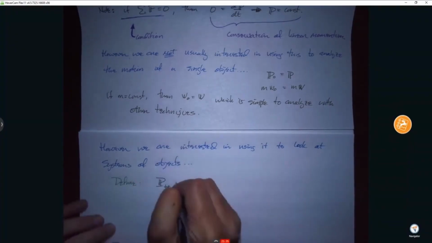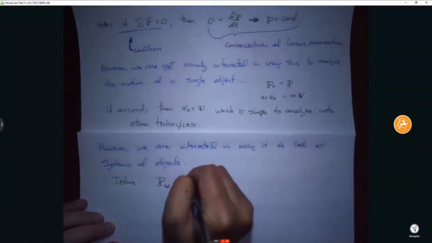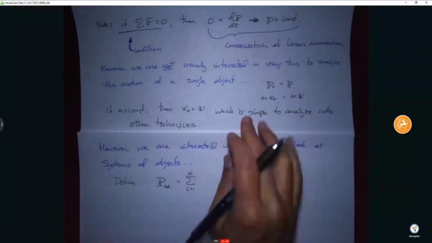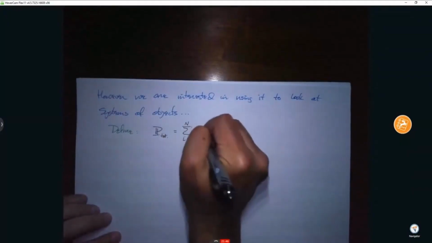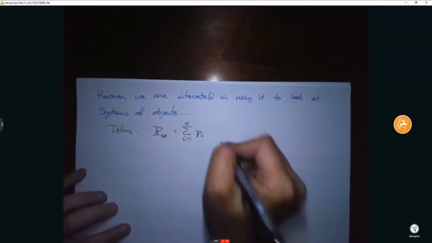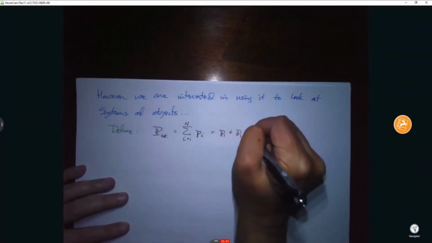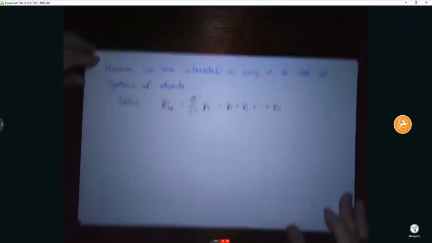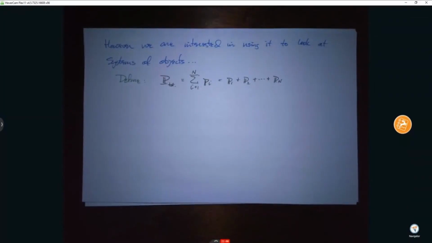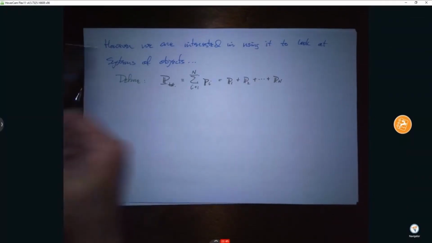And so what you get is that this is the sum over all of the objects, 1 to n, of their individual momentum. So this is momentum of object 1, vector added to momentum of object 2, all the way out to the momentum of the last object. You just vector add those together, okay? And so they go ahead and define this total momentum.